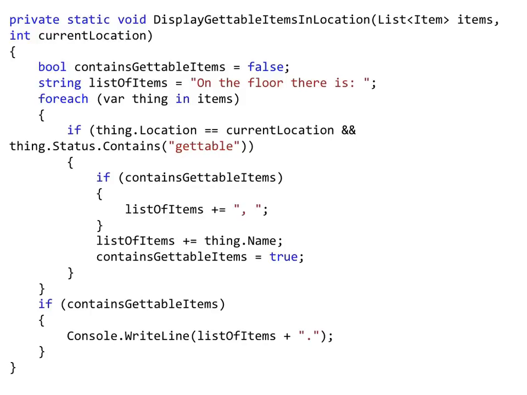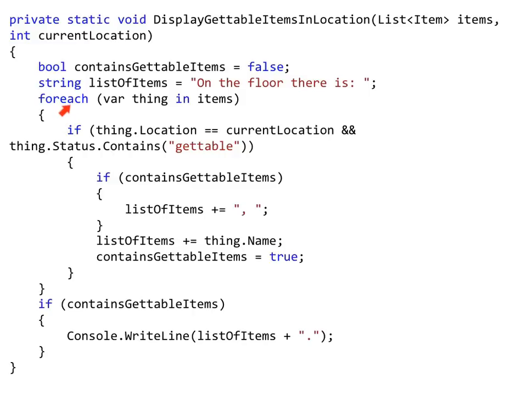So here we have the display gettable items in location subroutine. Again, notice the parameters that are being passed into it. So we've got the items list, and we've got your current location, and we've got a few local variables being set up here. So contains gettable items, boolean, initialized to false, and we've got this string here, list of items on the floor there is, and that's going to be added to if there's other items in this location, so we can display this. So let's get into this.